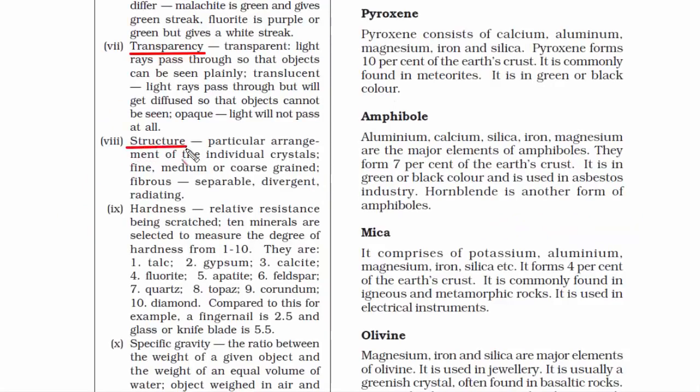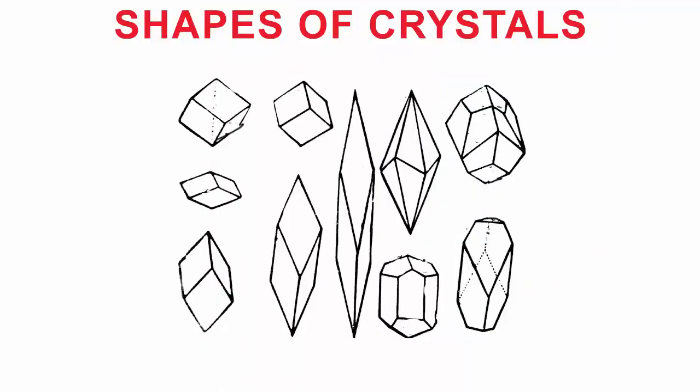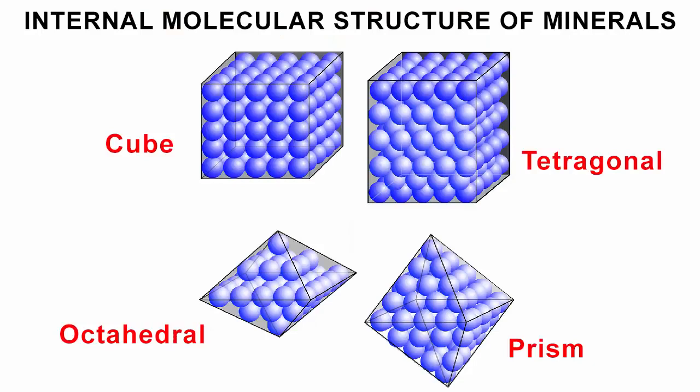The eighth one is structure. Mineral crystals occur in various shapes and sizes. Again, we have read this. The structural shape and size of a mineral crystal is due to the internal arrangement of molecules, meaning how they are joined. And this is called the crystal lattice.